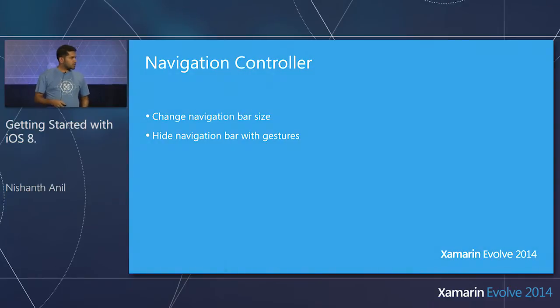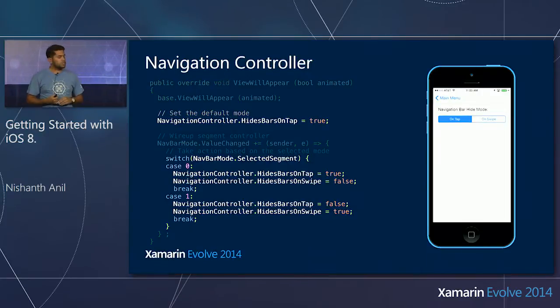Now, what has changed is there is new support. That is, you can change the navigation bar size, and you can also do hiding. You can actually hide the navigation bar completely. Now, you could do this in iOS 7, but it was pretty hacky. Now, it's a simple API given to you by Apple. You can simply go set these two things. One is hidesBarsOnTap to true. When you set this to true, when the user taps on the navigation bar, the bar is gone.